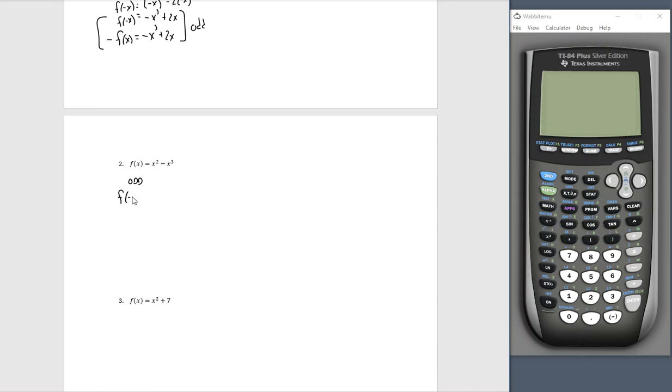I'm going to find f of negative x, which is negative x squared minus a negative x cubed. Negative x times negative x is a positive x squared minus a negative x cubed. Negative cubed is negative, so subtracting a negative makes positive. I'll get positive x cubed. All right, so if this function is odd, then f of negative x should equal negative f of x.